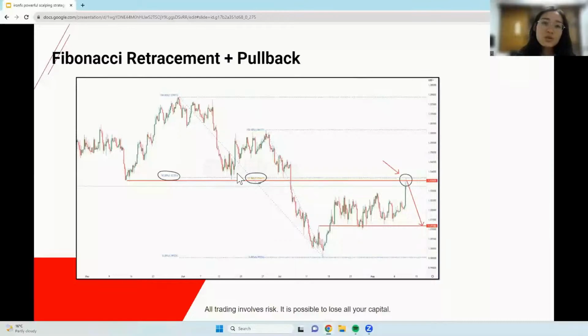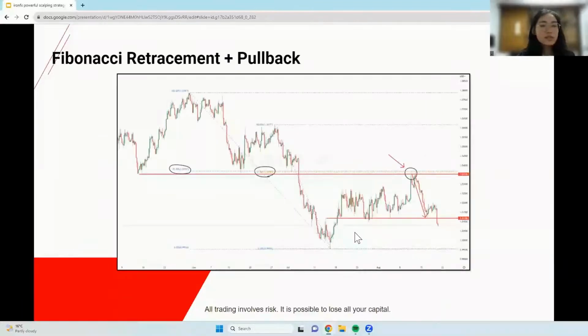The reason why that's important is because price is always more likely to be attracted to these areas of confluence. You can see over here that price was attracted to this area, and then we're expecting it to bounce off again, like we see over here.